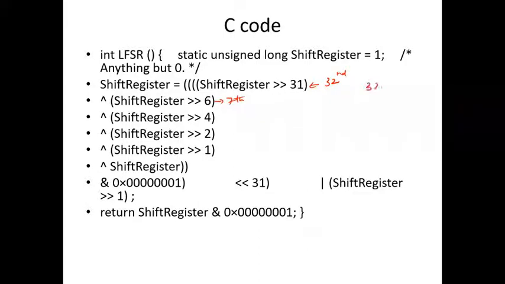Remember, we are given 32, 7, 5, 3, 2, 1. So this is the 5th bit, this is the 3rd bit, this is the 2nd bit, and this is the 1st bit. Just shift register without any shift. So we are just doing an XOR operation. XOR all these bits, and once you have XORed all the bits, you perform an AND operation with the least significant bit being 1. So you are checking whether the least significant bit is a 1.